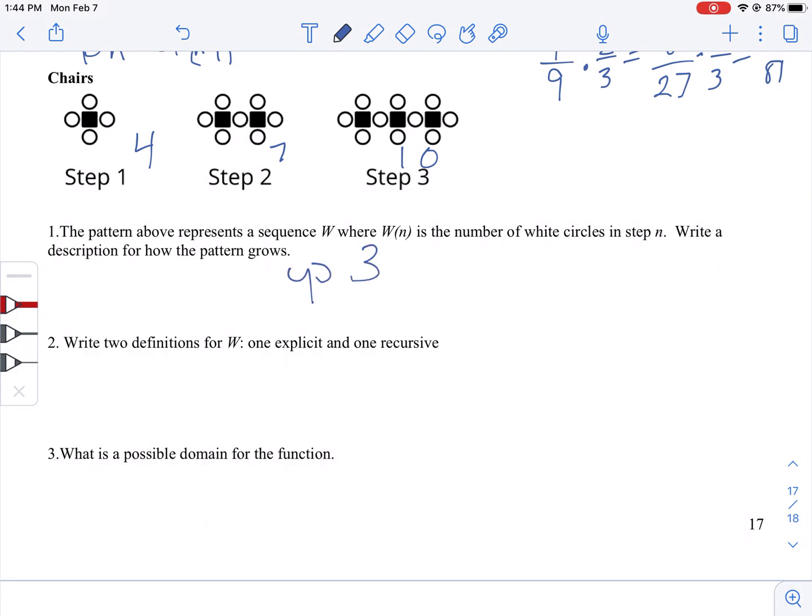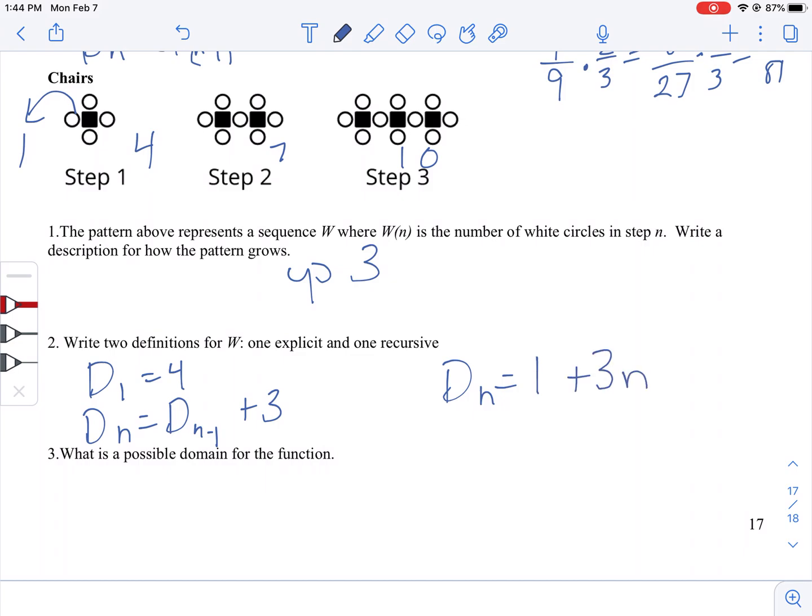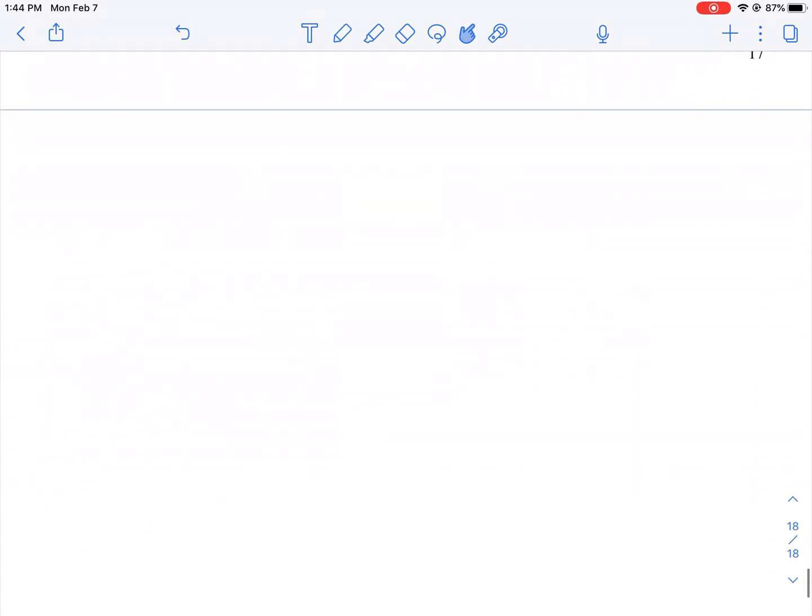So our recursive, we start with 3, and then we take our previous and we're adding 3, except I should say we're starting with 4. So what's our 0 term here? Our step 0 would be 1. So our explicit is we start with 1 and we add 3 each time. So a domain, well, how big do you think the tables could be? Well, it depends upon the space, so how many you might have there.